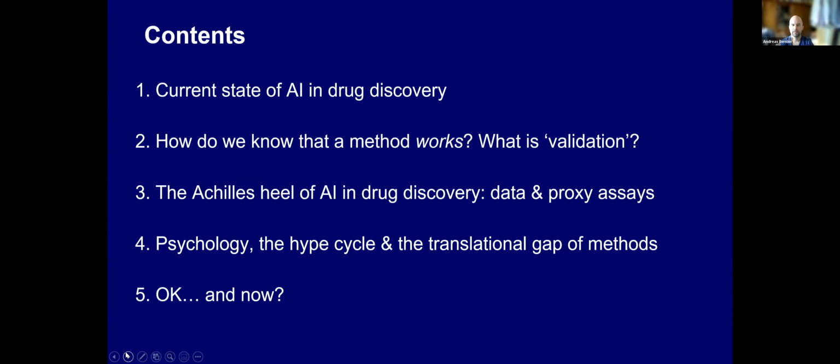I will outline that. One of the reasons why AI in drug discovery hasn't had the impact yet that we would like it to have is the data, as I said, data and proxy assays. We'll go into more detail there and conclude with a few slides on psychology that certainly has some impact in the field, the hype cycle and where we are now, and the translational gap of methods. I will conclude with a slide on how we move on from here.